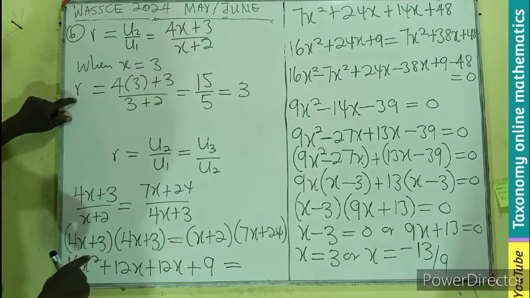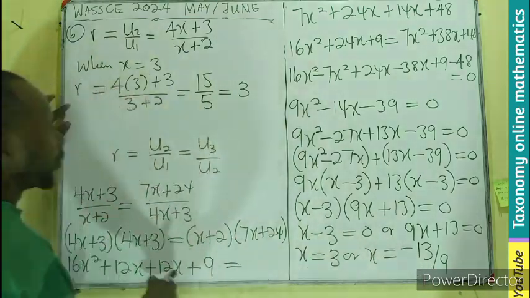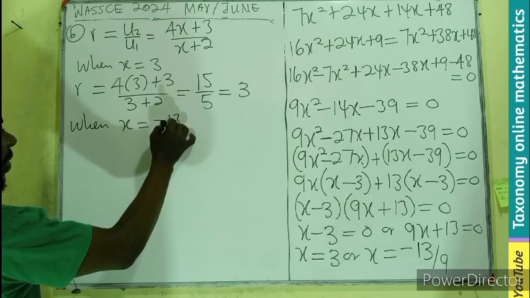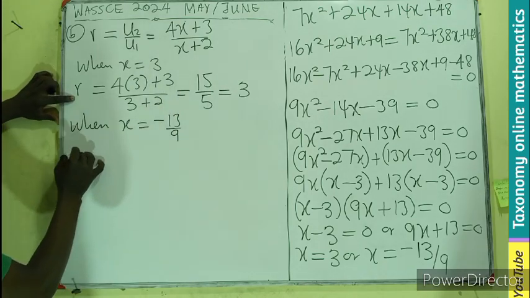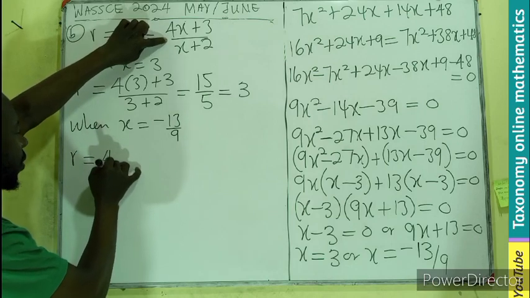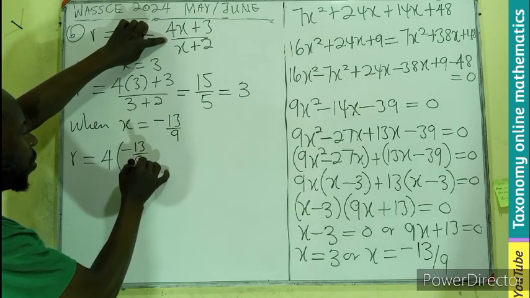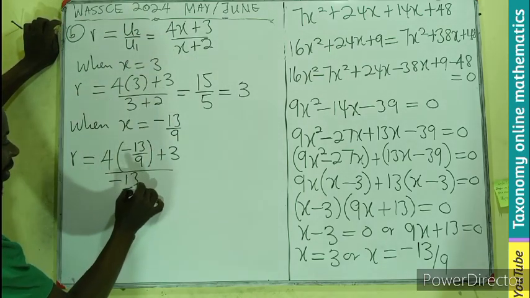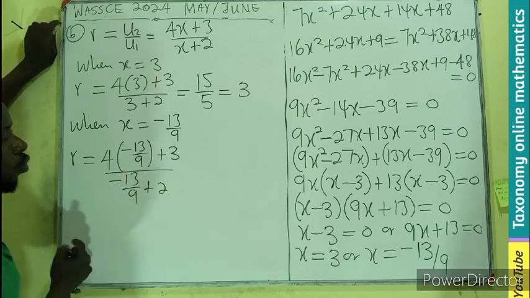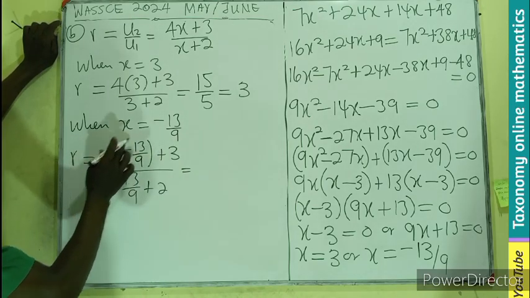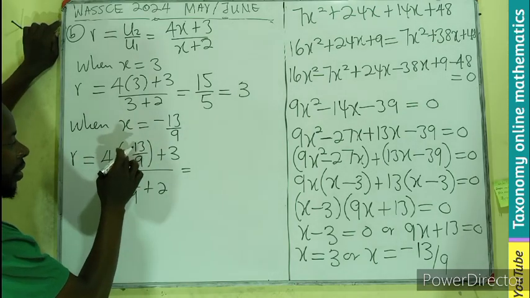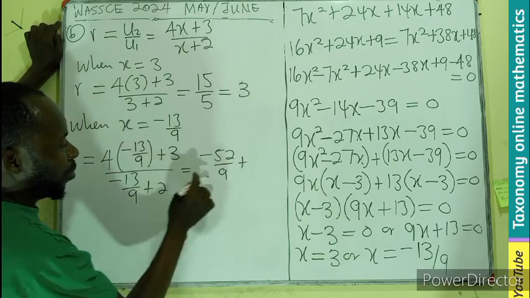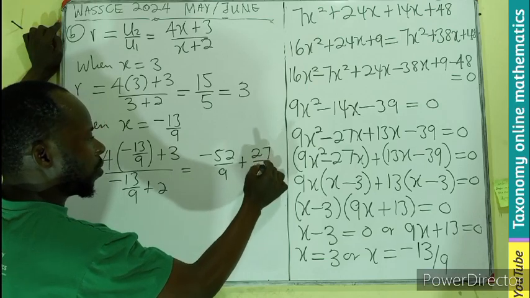Then, we can also find the common ratio in case the x has moved to that. So, we can say that when x is assuming negative 13 on 9, our common ratio will become 4 times x, minus 13 on 9, plus 3 divided by x, minus 13 on 9, plus 2. We can fast forward, multiply this as 4 times 13 is 52, plus 12. That will be negative 52 on 9 plus 27 on 9. Check it well.